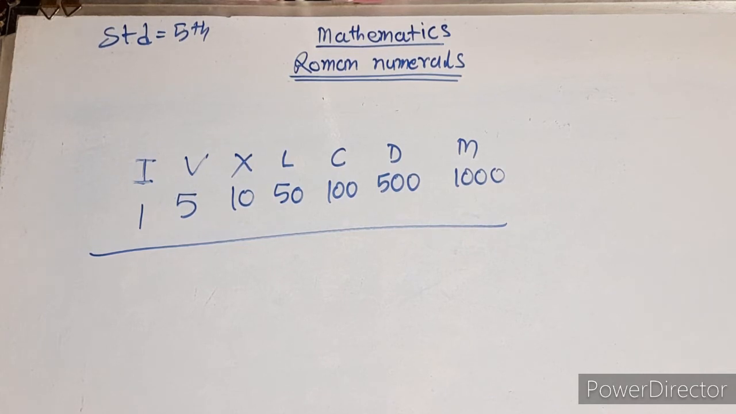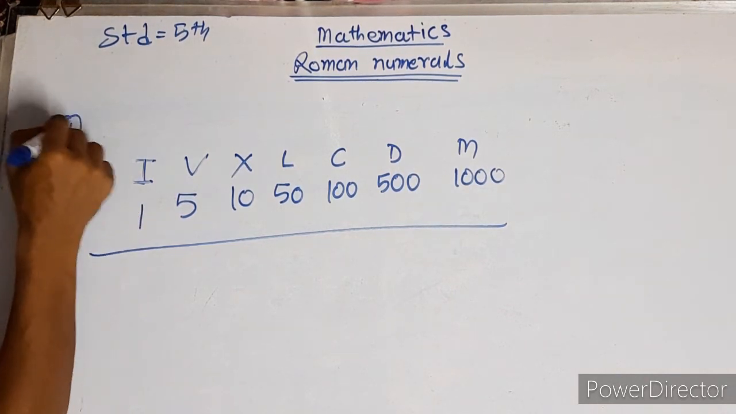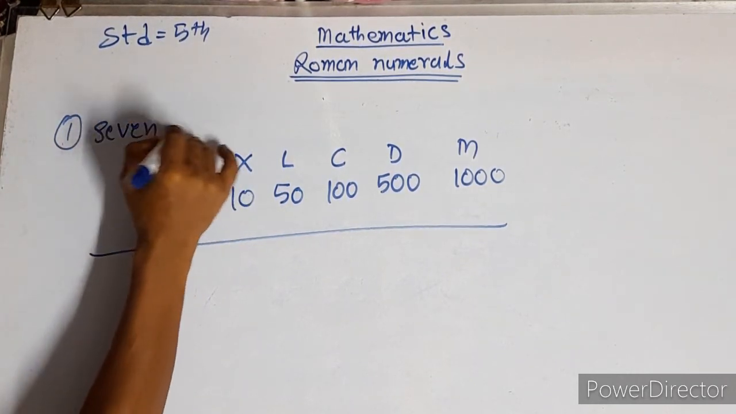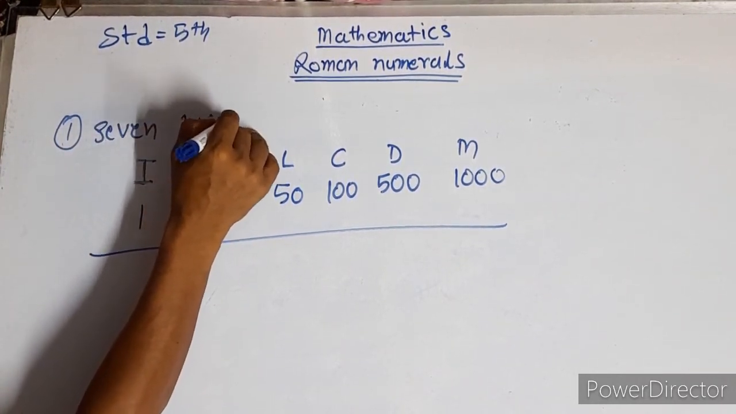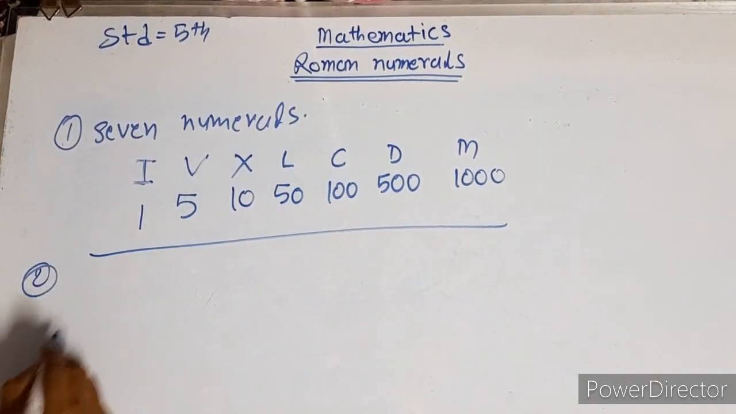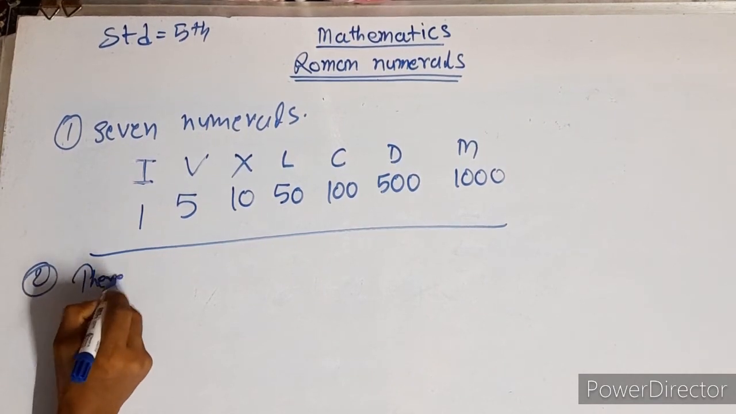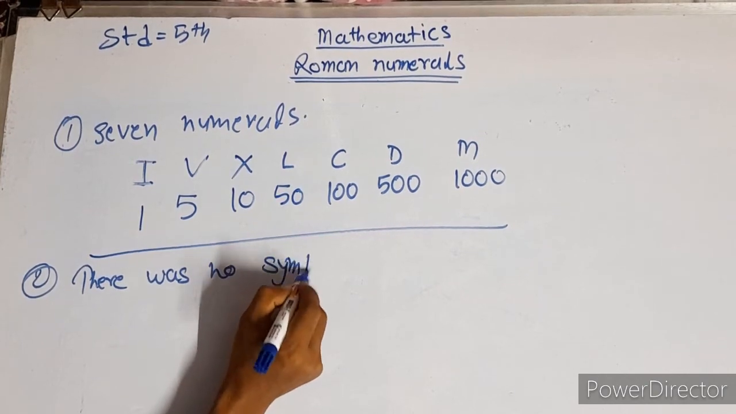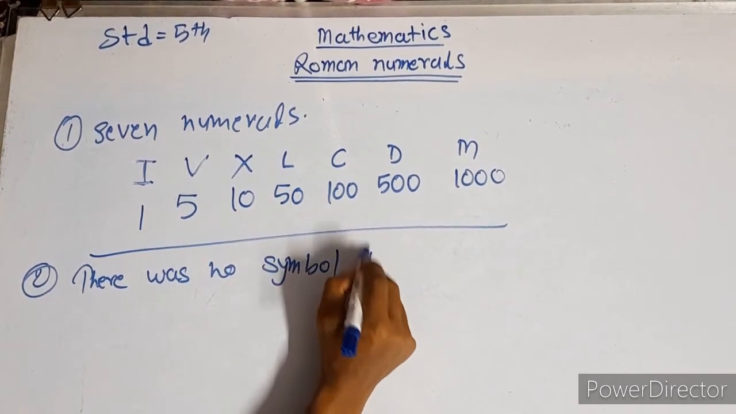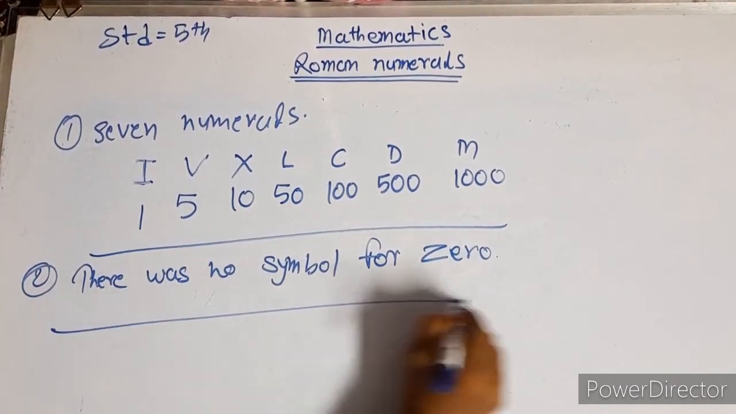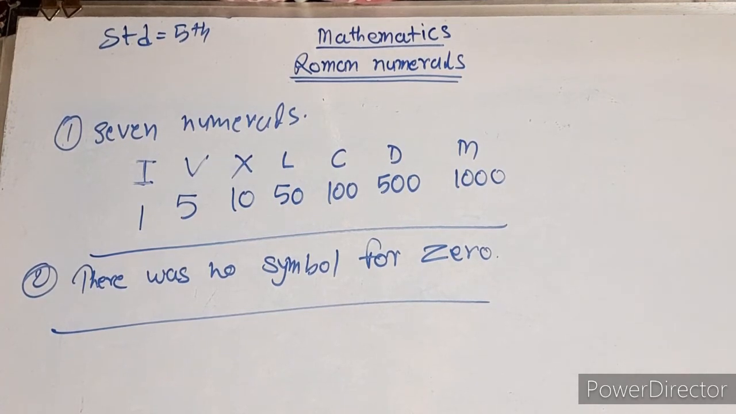Now seven letters, 7 numerals. Now second, there was no symbol for 0. Do you understand? Okay.